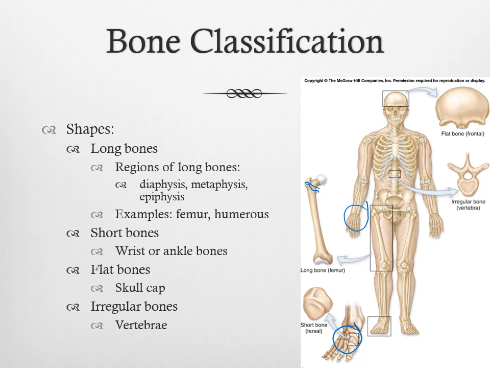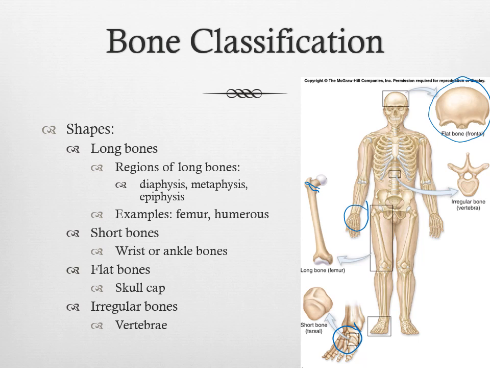Flat bones are bones like the skull, and many of the skull bones are flat bones. Essentially, they are made up of a small amount of cortical bone and then a large amount of lamellar bone or spongy bone on the inside. Although they're called flat bones, especially in the skull, a lot of the bones are actually curved. And then lastly, we have irregular bones.